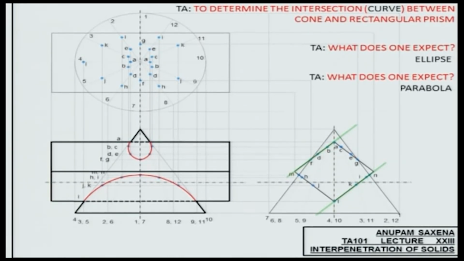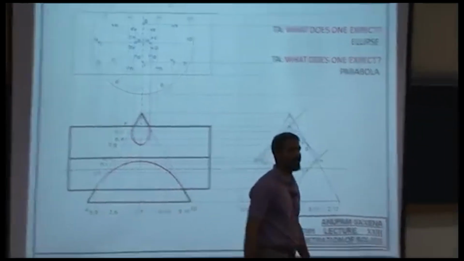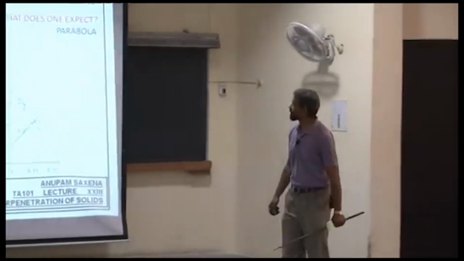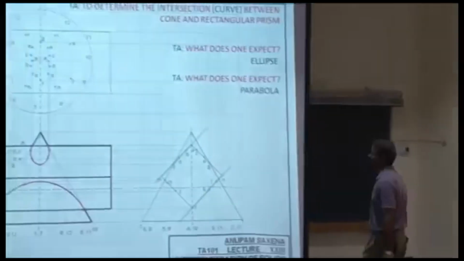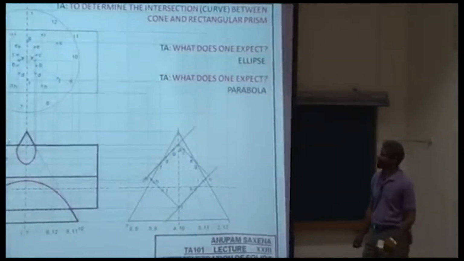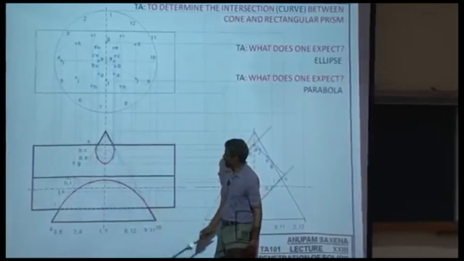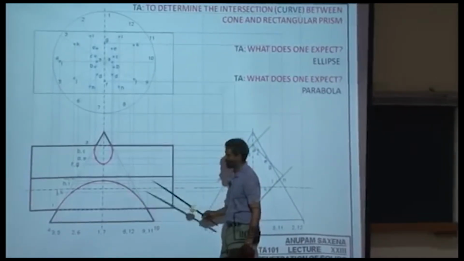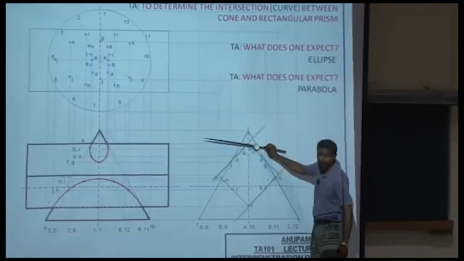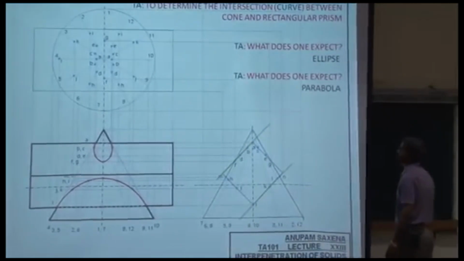Now, which part will be visible in the top view? Which part of the curve will be hidden in the top view? Which part of the intersection curve will be visible? Which part will be hidden? Would this part be visible? No. So everything from here up will be visible, everything from here down will be hidden.